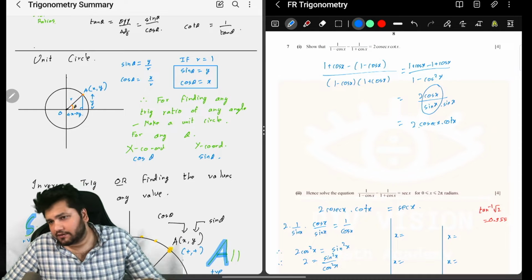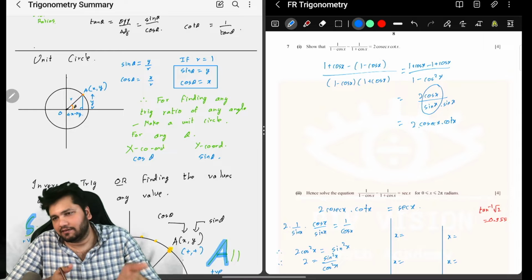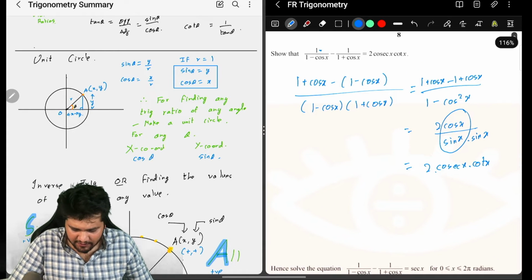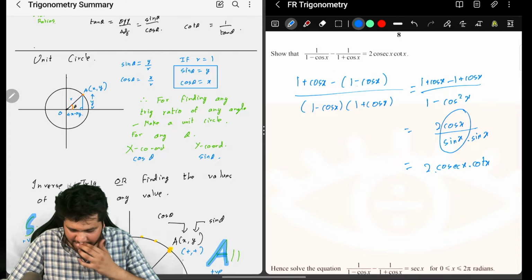See, if you don't know anything, just convert everything into sine and cos, but here it's already in sine and cos, so you just simplify it. So as you can see, I've just done this cross multiplication thing. 1 plus cos x minus 1 minus cos x.